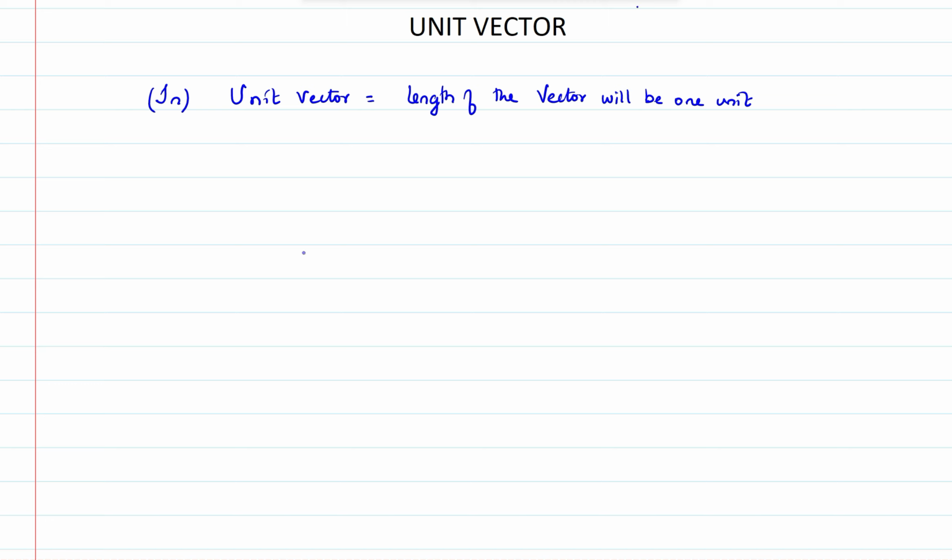Suppose, for example, you have a vector with equation 2i plus 4j plus 3k. Then the unit vector of this equation is denoted by a cap, that equals a vector divided by the length of a vector or the magnitude of a vector.